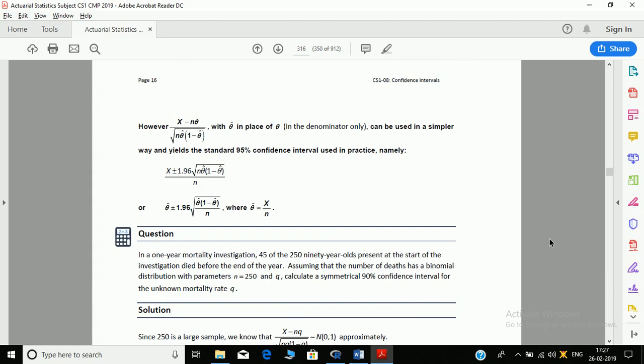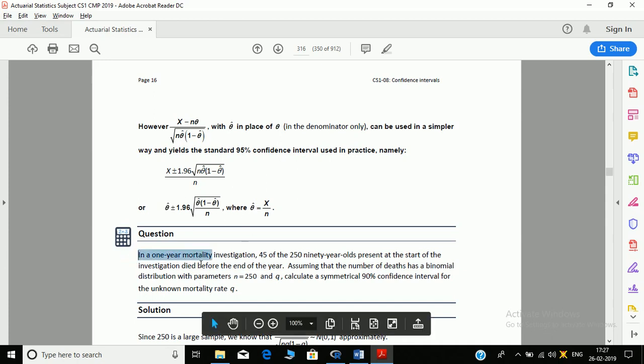So it is something like this: theta hat plus or minus 1.96, that is z alpha by 2, into the root of theta hat into 1 minus theta hat by n, where theta hat is nothing but x by n. So it's in a 1-year mortality investigation. Same question we are dealing with now.